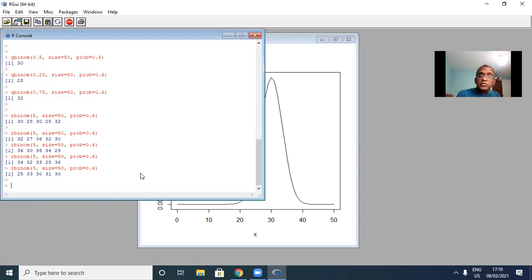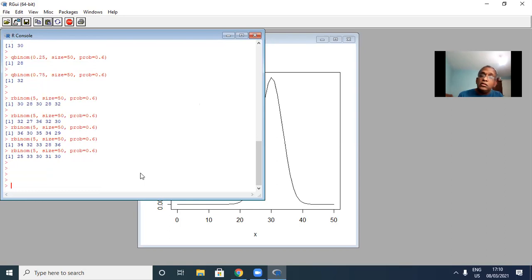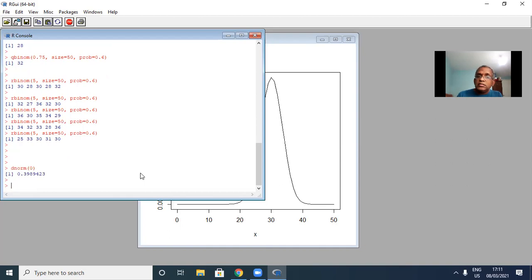Next, okay, now so far I talked about the binomial. The next thing I'm going to talk about is the normal. Now remember, normal is a continuous distribution, right? So if you use the command dnorm, what this does is it computes the density of the normal at 0 when the mean is 0 and the standard deviation is 1. So this is, I mean, if you don't specify the mean and the SD parameters.